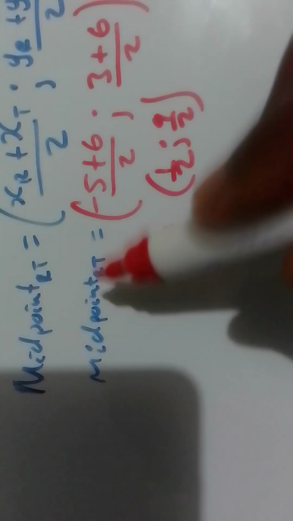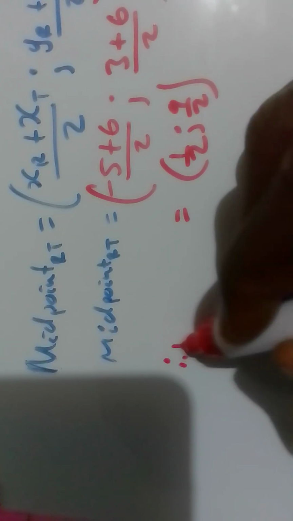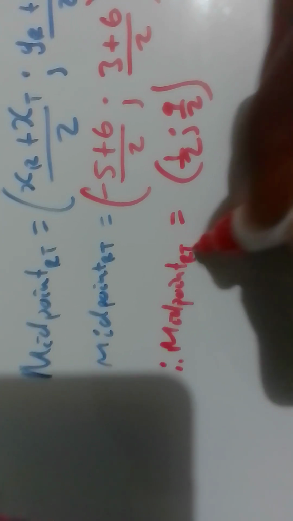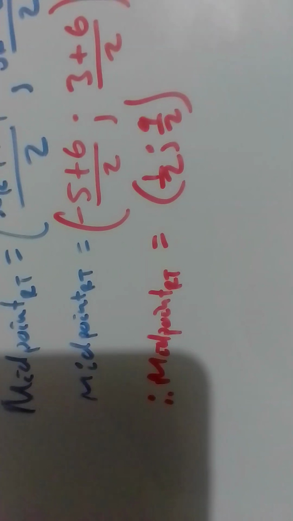And just like that, we found the coordinates of the midpoint. So we conclude, therefore, that the midpoint of RT is equal to the x coordinate 1 over 2, the y coordinate 9 over 2. Let's see the next question.